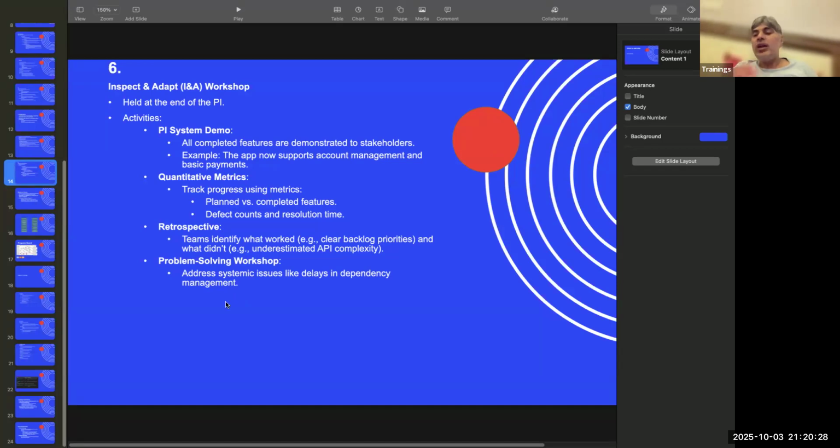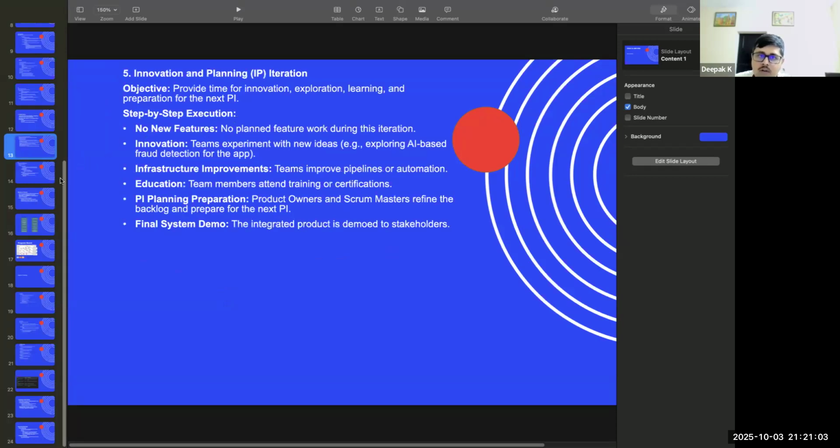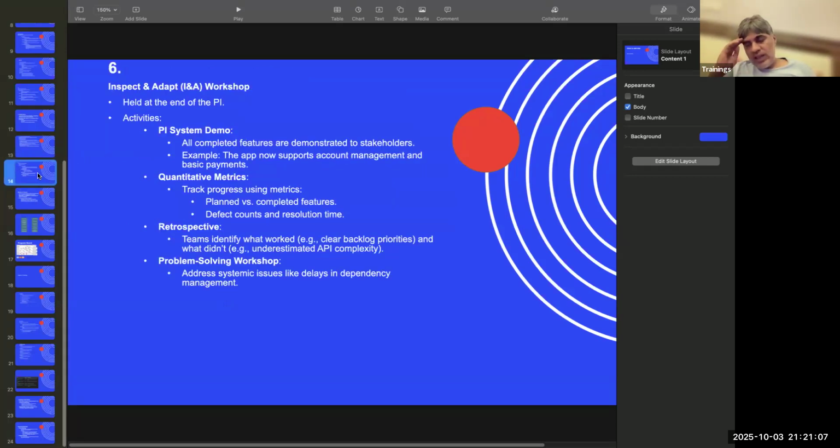It could be dependency management, it could be CI/CD, it could be requirements are not clear, it could be that people are saying product managers and product owners are introducing new features in the last iteration. Because of that, we could not complete our stories. Whatever issues are raised by all the teams, those issues are discussed in the problem solving workshop. So the inspect and adapt event has 4 things: system demo, metrics, retrospective, problem solving workshop. This is also in the RTE's context. Sorry, all the SAFe events are conducted or facilitated by the RTE.